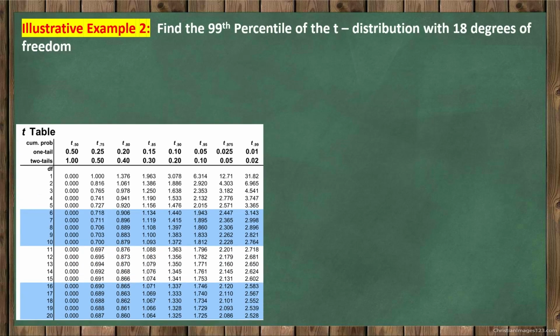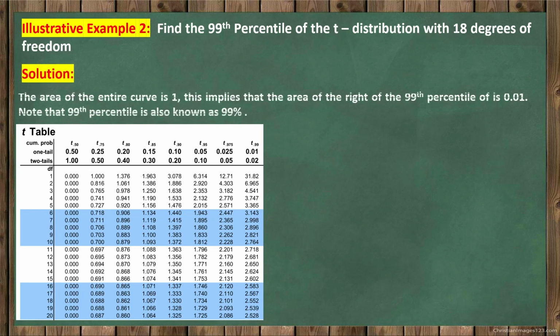Okay? So, let's have example number 3. Sorry, example number 3 na dapat siya, no? Find the 99th percentile of the t distribution with 18 degrees of freedom. For our solution, the area of the entire curve is 1. This implies that the area to the right of the 99th percentile is 0.01. Note that the 99th percentile is also known as 99%, and our degrees of freedom is 18.